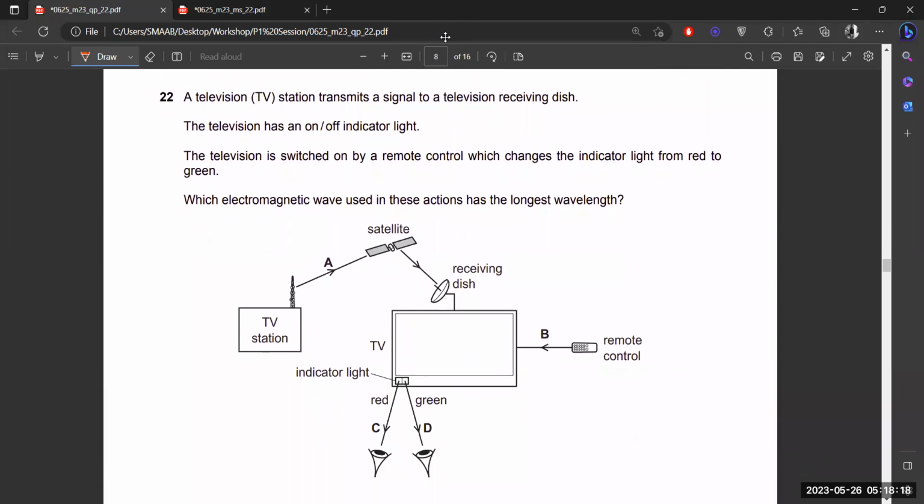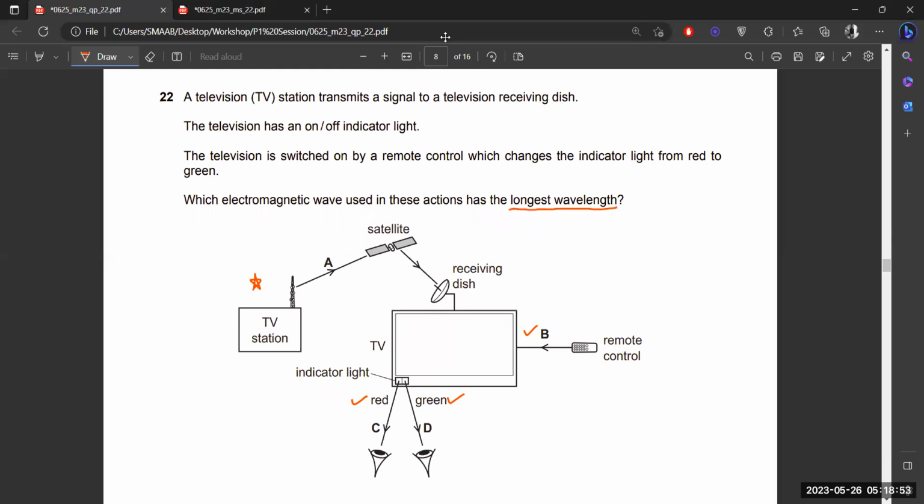Okay, so 22. A television station transmits a signal to the television receiving dish. So the setup starts from this side. The TV station transfers the signal to the satellite, and the satellite transfers the signal to the receiving dish. Then we are watching signals or pictures or any specific channel on our TV. And there is an indicator. The indicator shows red, green light, and the remote control is also showing infrared light. The question is: which electromagnetic wave used in these actions has the longest wavelength?